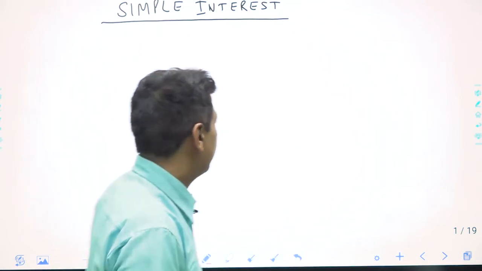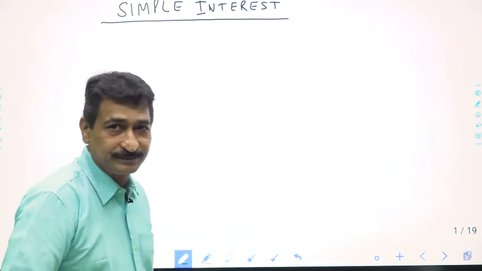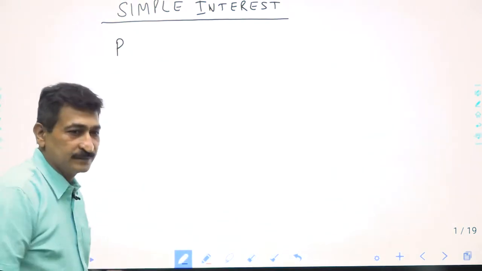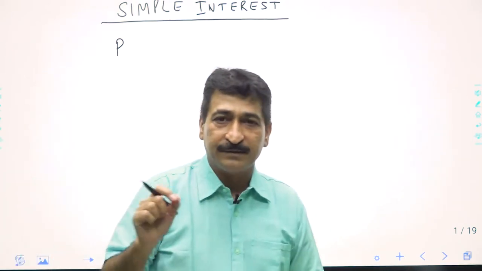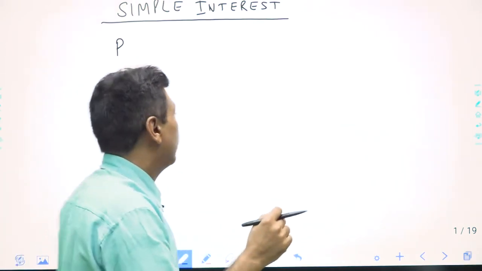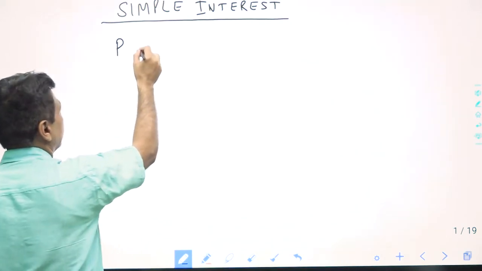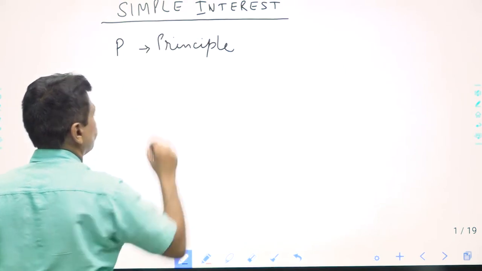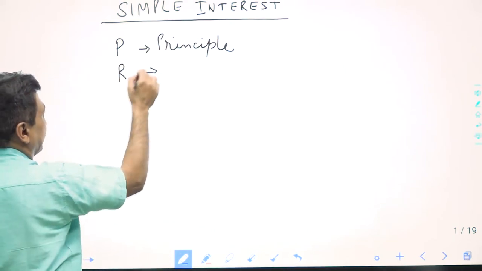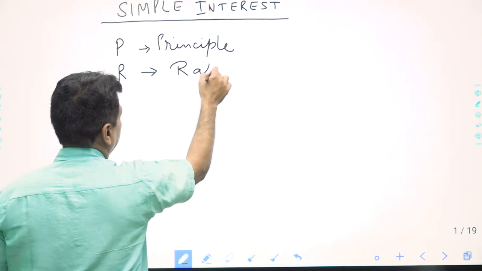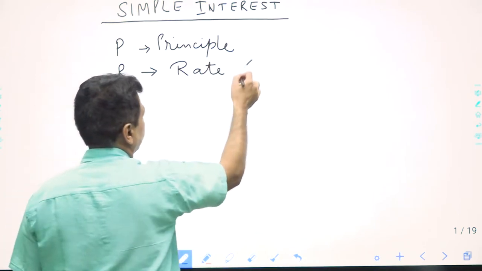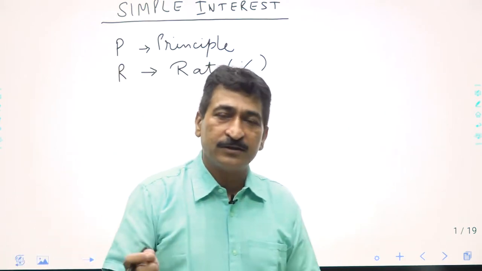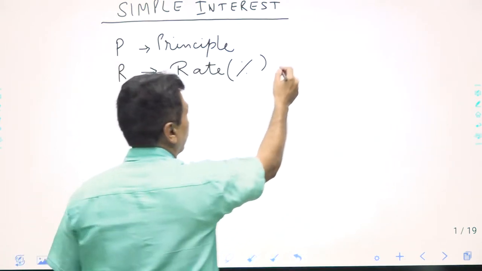Let us have some characters of this chapter. The first character of this chapter is principle. Principle, I will name it P. P for principle. Principle is the money which is given on interest. Second character is rate. Rate is the percentage which is calculated on the principal per year. So it is annual.